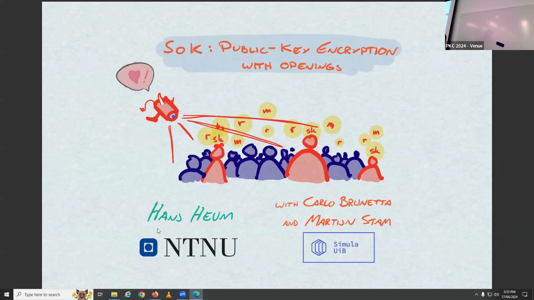So my work is about public key encryptions with openings. This is a class of generalized security notions that consider corruptions of one kind or another. I've drawn here an adversary looking out over a crowd of multiple users, and it can corrupt a subset of the users. That means getting the secret key of the user, or it might mean opening an encrypted message to receive the randomness used in the encryption process and the underlying message as well. So these are the different kinds of openings that we're considering. This is joint work together with Carlo Bonetta and Martin Stamm.